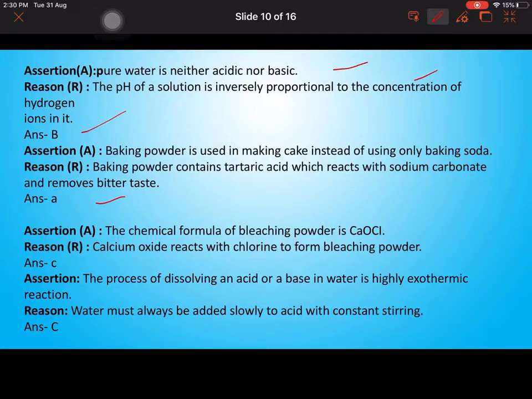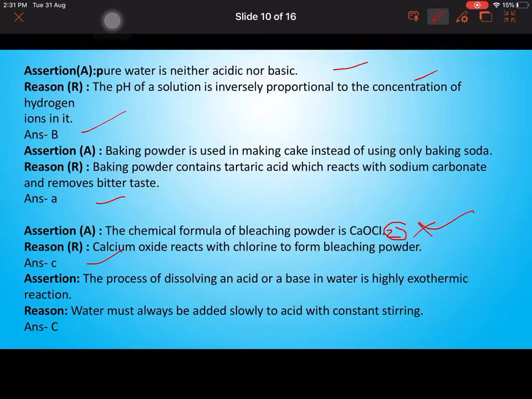The chemical formula of bleaching powder is calcium oxychloride, CaOCl2, but it is 2 here. So that's why the first is wrong. Calcium oxide, first is correct. Calcium oxide reacts with chlorine to form bleaching powder. R is wrong, so that's why the C option.